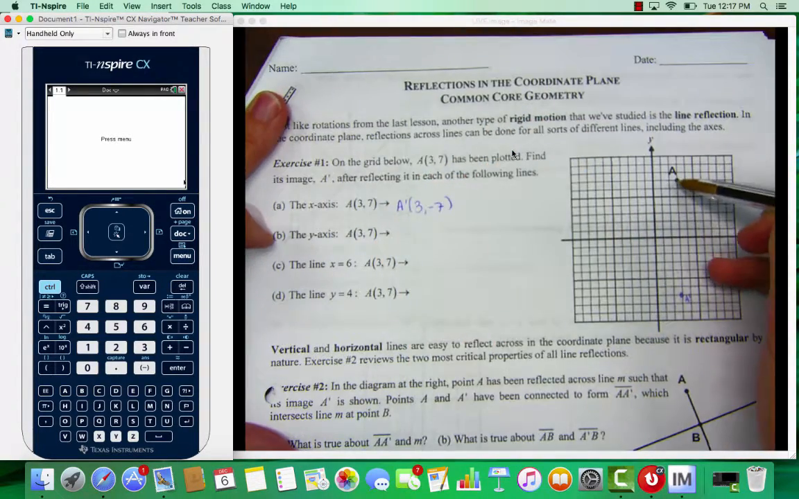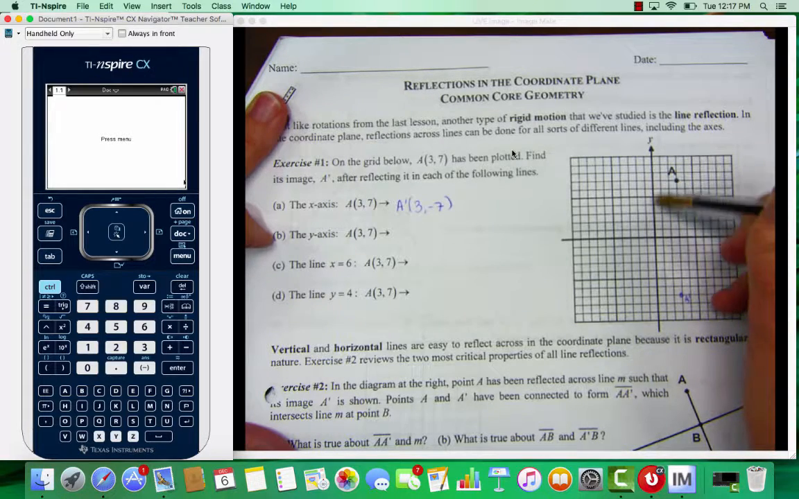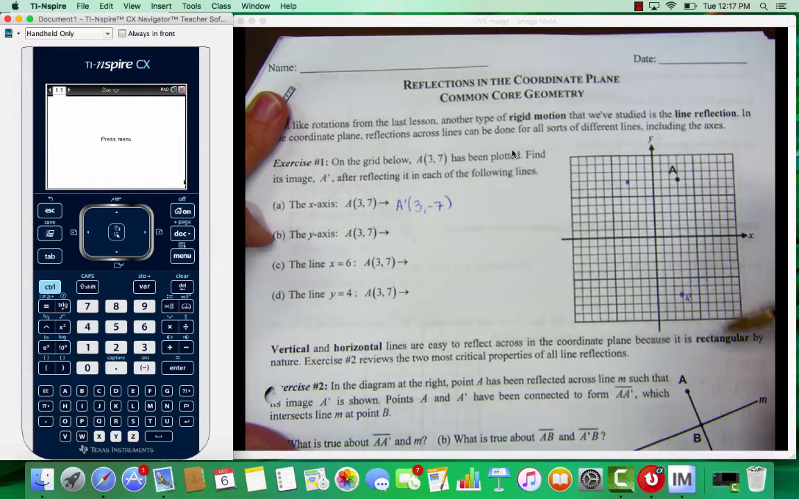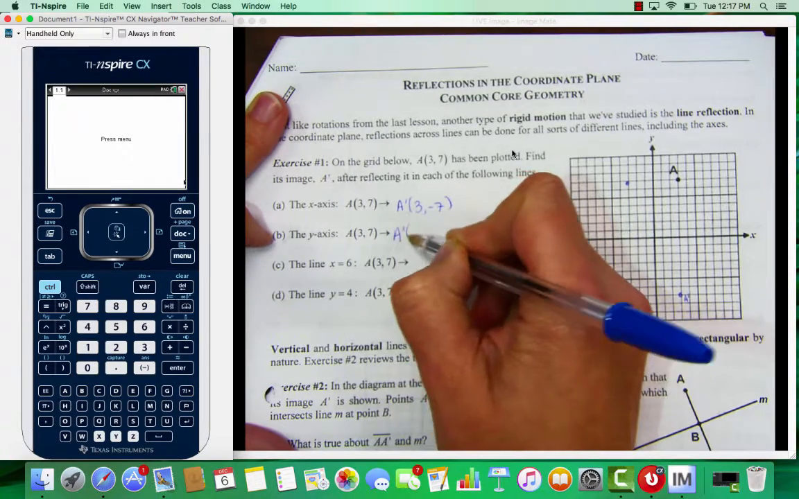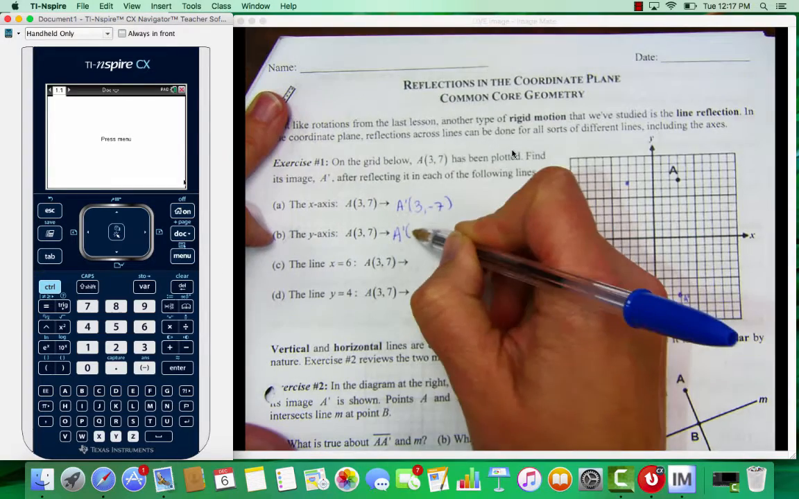If we reflect over the y-axis, our vertical axis, in this case we're 3 units away from the y-axis. We're going to go 3 units on the other side, and that would bring A prime to the point negative 3, 7.